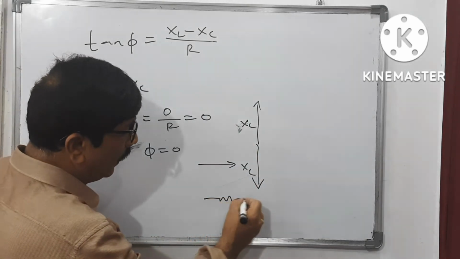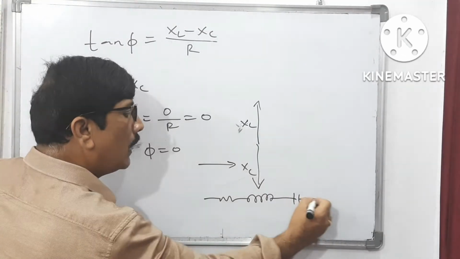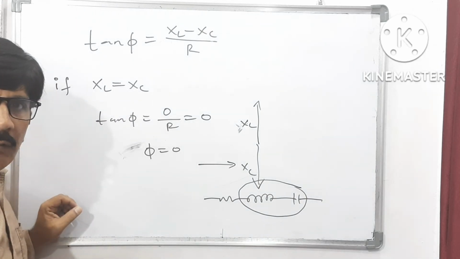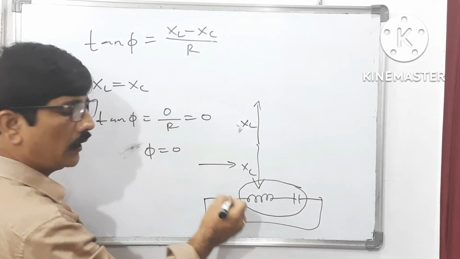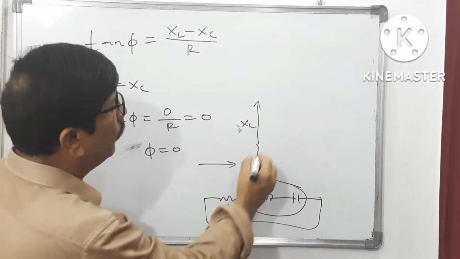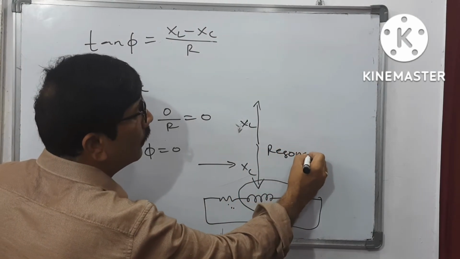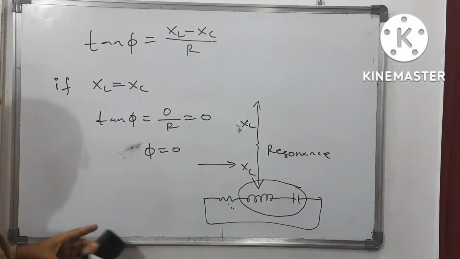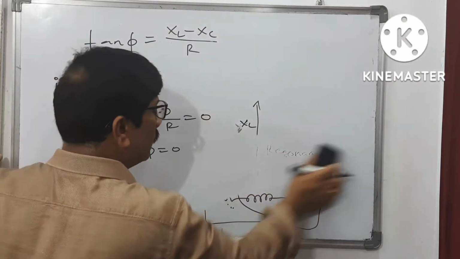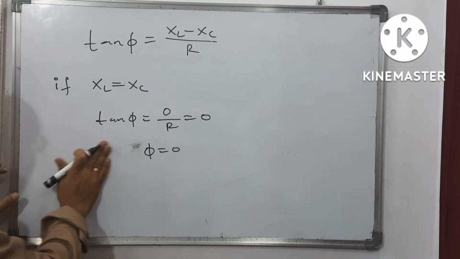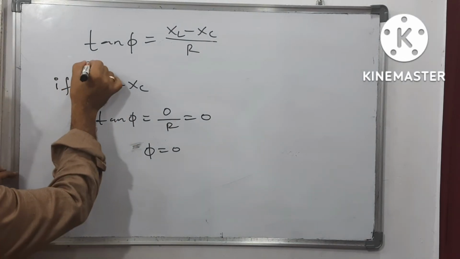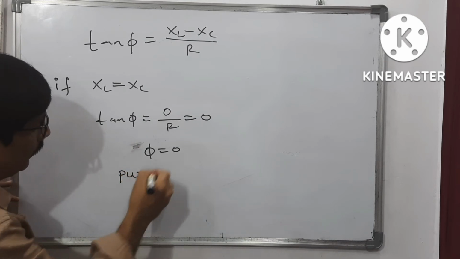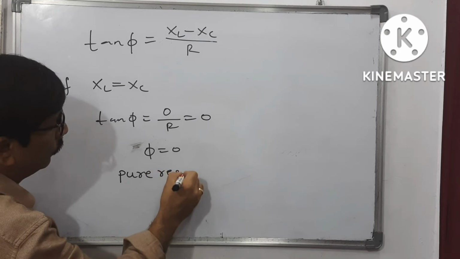Even though the resistor, inductor and capacitor are connected in series combination, if the inductive reactance and capacitive reactance are equal, you can assume that it is a pure resistive circuit. This is also called resonance. I am going to explain resonance in the next class, don't worry. In this situation, you can call this circuit a pure resistive circuit.